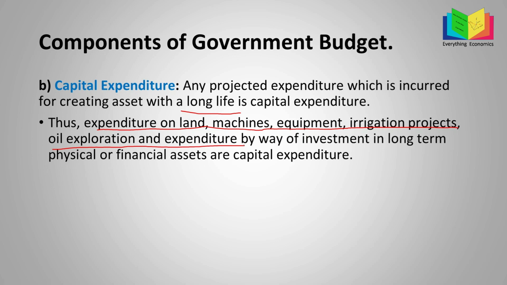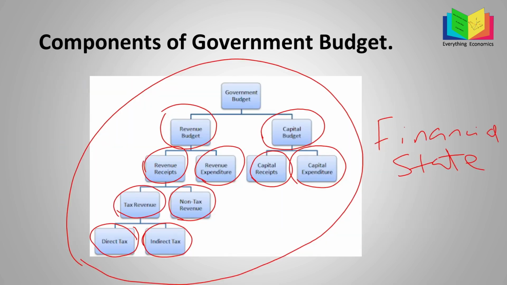So that's all. That's the government budget. Let me go back to the government budget and its components. We have discussed all of these parts. We started with the government budget, then we discussed the revenue budget and its components. Finally, we discussed the capital budget and its components.